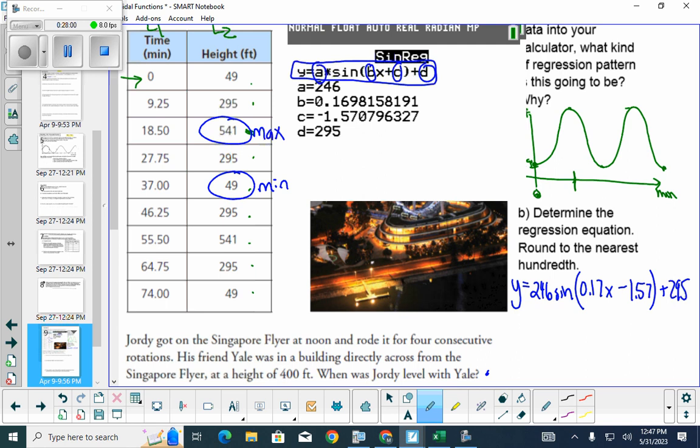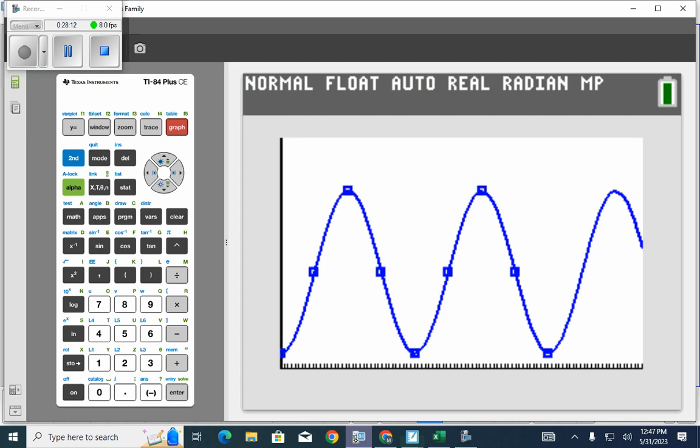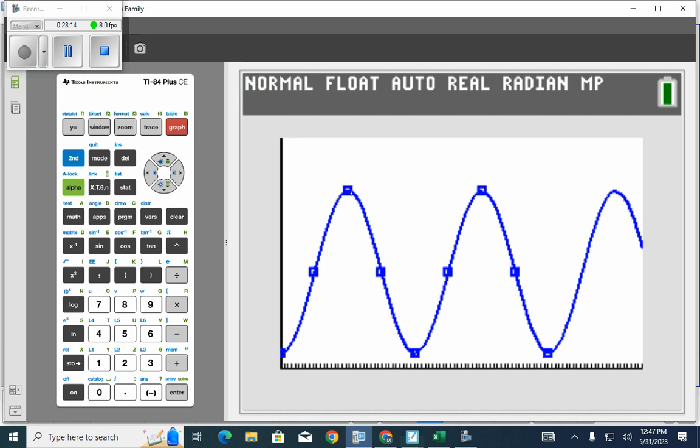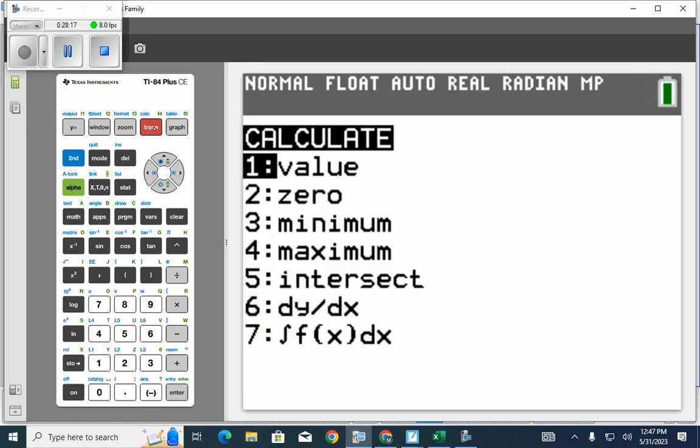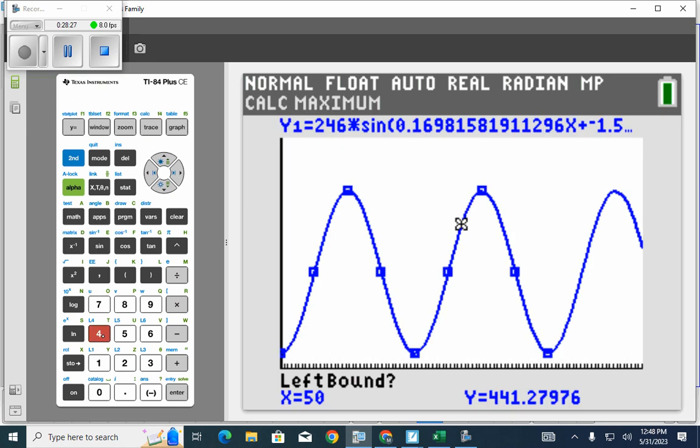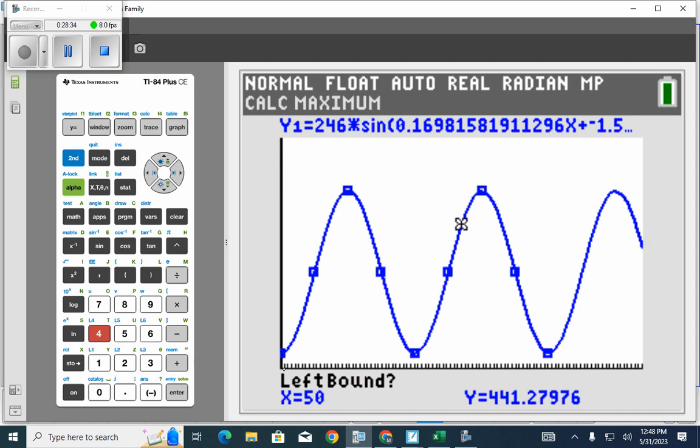Okay. So I just want to go through, if you didn't see these on the table, I just want to review the button pushing with you because you may or may not think to look at the table. So if I want to find the point of this maximum right here, go to trace. To find the maximum, you pick number 4 for maximum, right? Straightforward. Okay, what were your window settings for X? We went from 0 to 100.